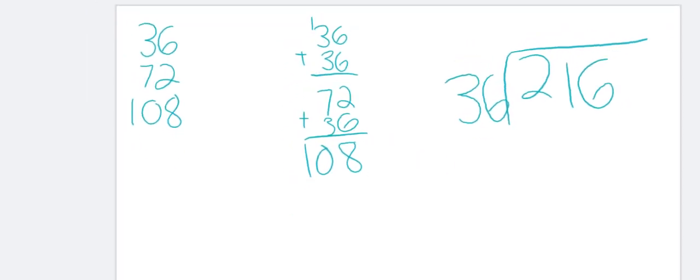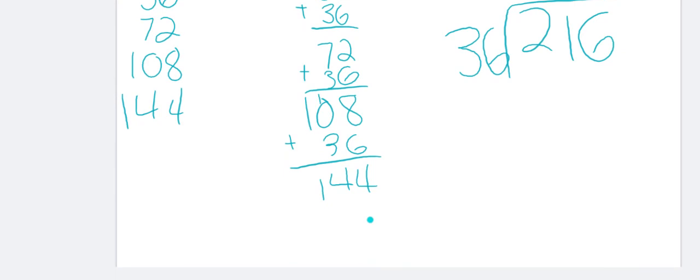I have to keep going. Let's add 36 again. 8 plus 6 is 14. Put down the 4. I'm going to carry that 1. 3 plus 1 is 4. 144. I'm still not at 216. I'm going to add again. Keep adding 36. 6 plus 4 is 10. Put down the 0. Carry my 1. 4 plus 3 is 7. Plus 1 more is 8. Carry down the 1. I'm at 180.